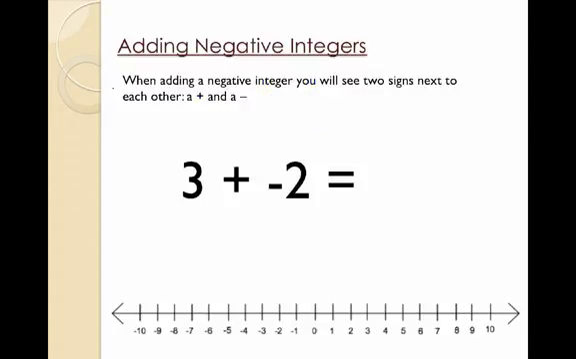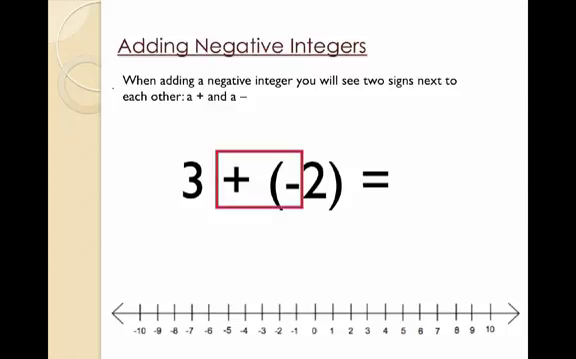Here we're asked to do 3 plus -2. When adding a negative integer, you're going to see two signs that are next to each other, a plus and a minus. Now when a plus and a minus is next to each other, sometimes we want to separate them out with a bracket, but still the plus and minus are together.